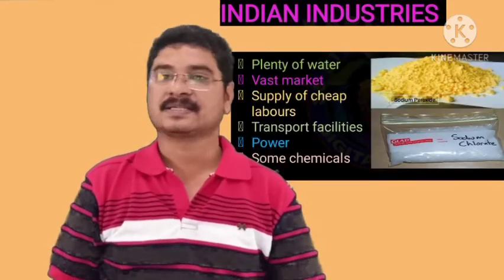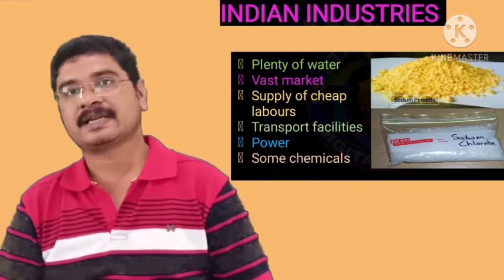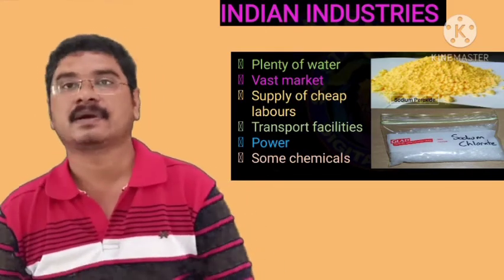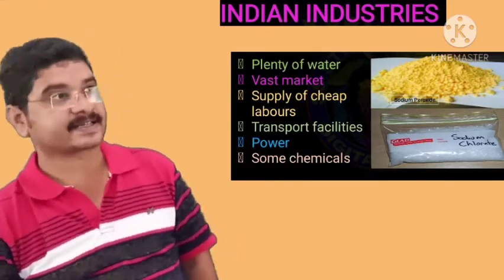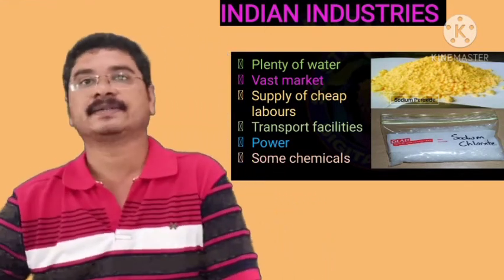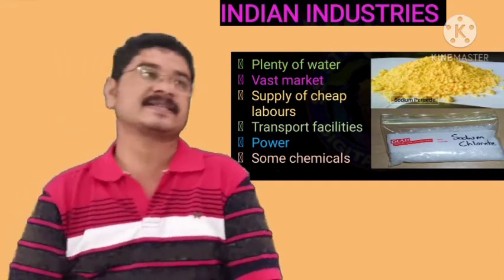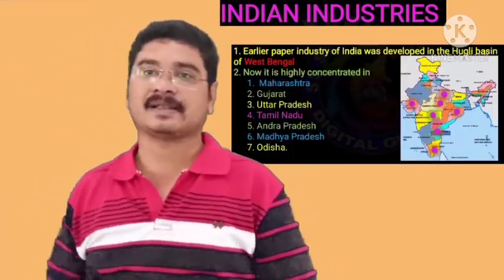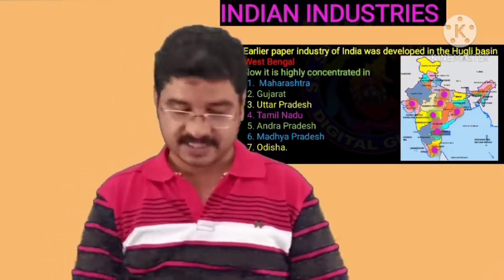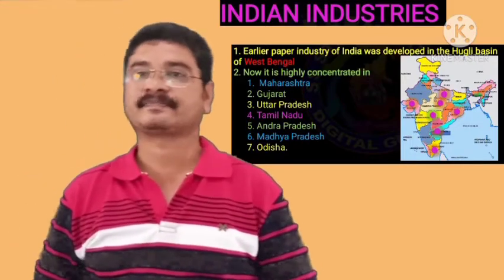Then what are the important factors to locate the paper industries? Yes, supply of cheap labor, power, vast market, some chemicals, plenty of water, and transport facility. These are the important factors for the location of paper industries. Okay, then where do we find paper industries in India? The earlier paper industry of India was developed on the river bank of Hooghly in West Bengal. Now it is highly concentrated in Maharashtra, Gujarat, Uttar Pradesh, Madhya Pradesh, Andhra Pradesh and Odisha.